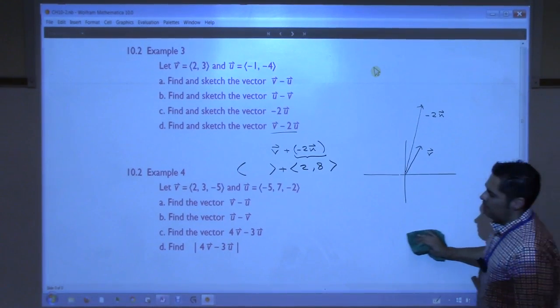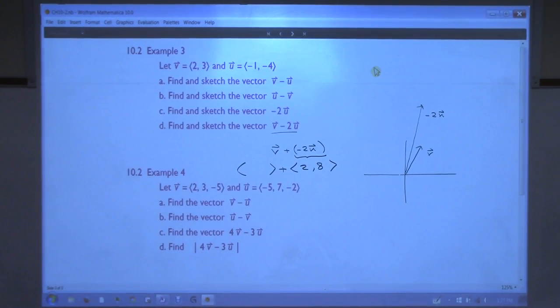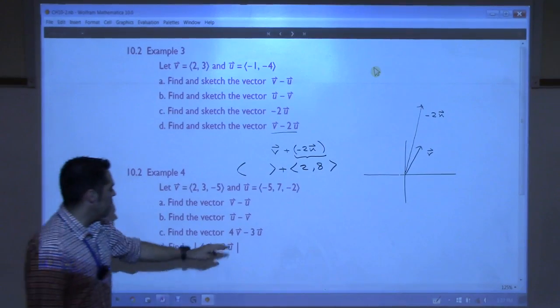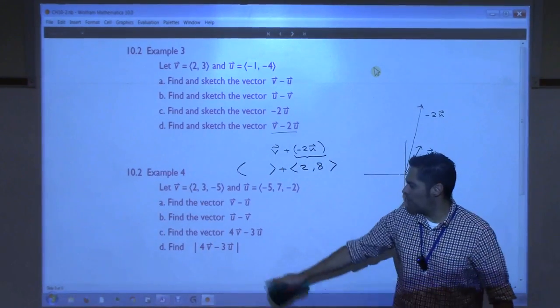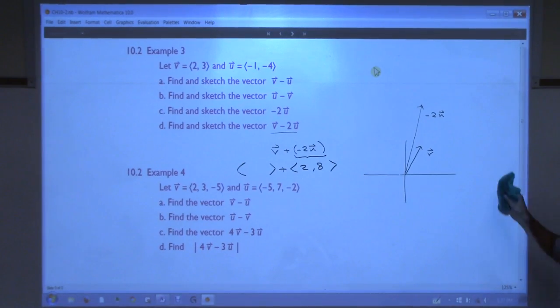All right, so what's the difference between that and example 4? Now we're in R3, and notice I don't ask you to sketch it. It's because it'll be difficult to sketch. But all of these can be done mechanically. So how about we find, let's do C and D on example 4. We're going to find 4v minus 3u, and then we're going to find its magnitude. Because we haven't found the magnitude of a vector yet, have we? No, we have not.